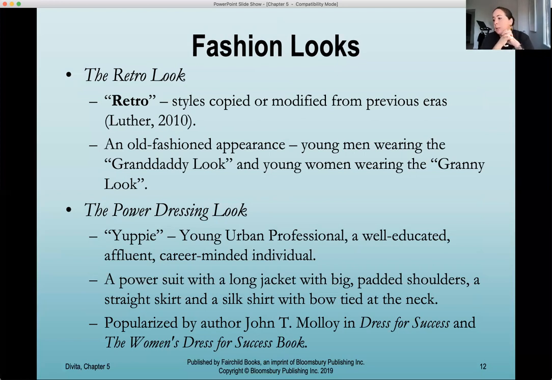A power suit with a long jacket with big padded shoulders, a straight skirt, a silk shirt with a bow tied at the neck. Okay, this was popularized by an author called John T. Malloy in Dress for Success in the Women's Dress for Success book. So this book had a really big influence. The 80s had an influence that kind of dressed that era.